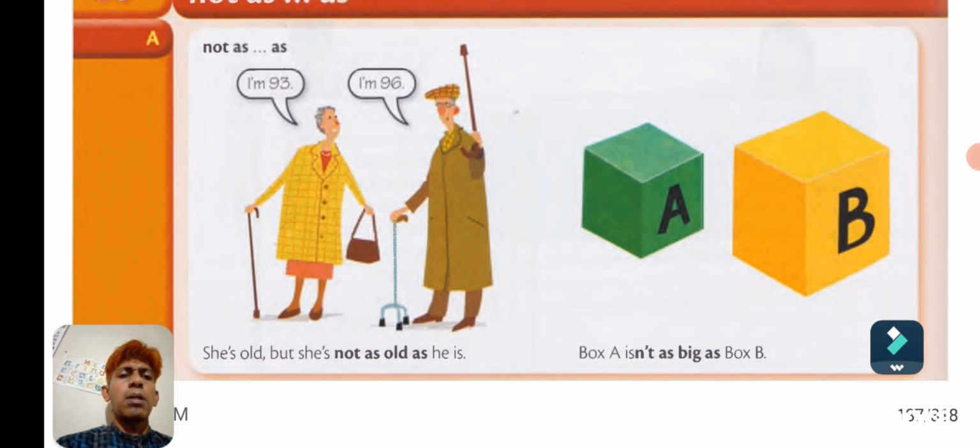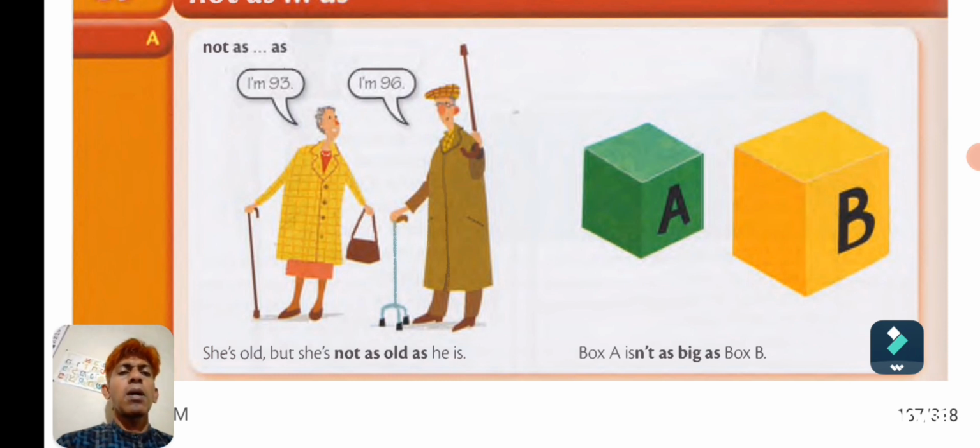There are two people here. One person says, "I am 93," and the gentleman says, "I am 96." She's old, but she's not as old as he is.